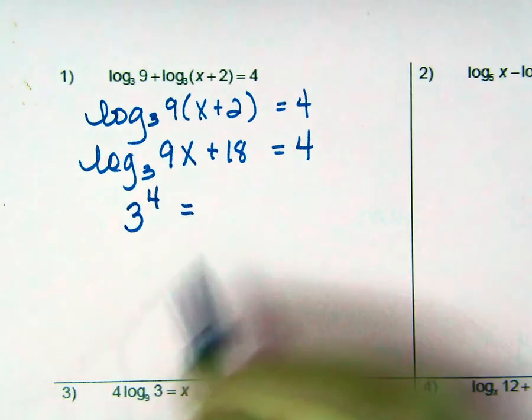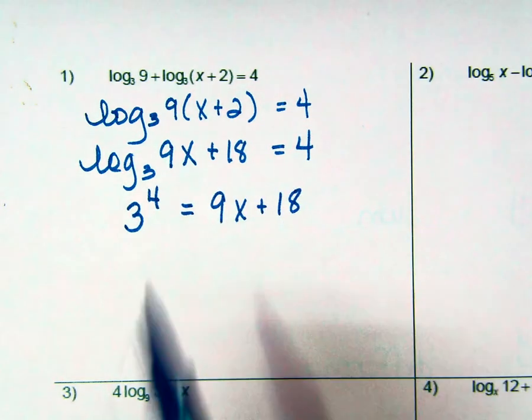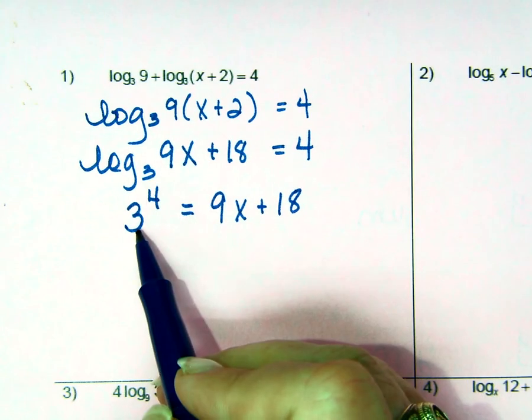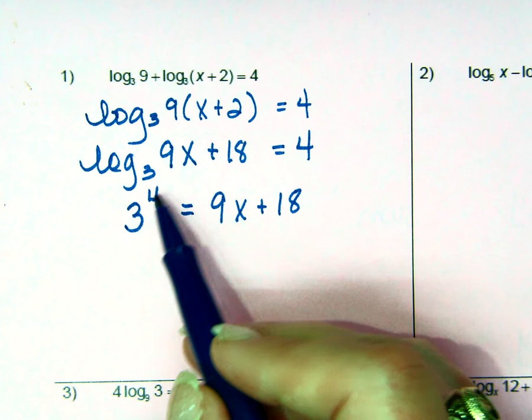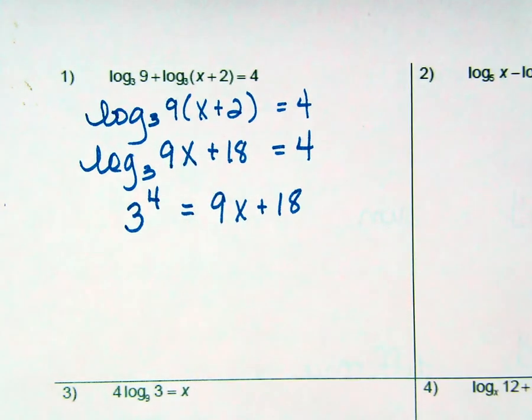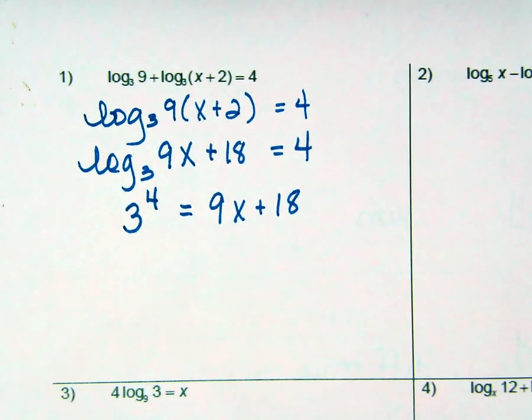Equals the argument, right? The base of the log is 3. That's the base of the exponent. What's the answer? That is the exponent equals the argument. You remember doing that? Three of you? Excellent. Okay. Guys, is this an equation you know how to solve now?